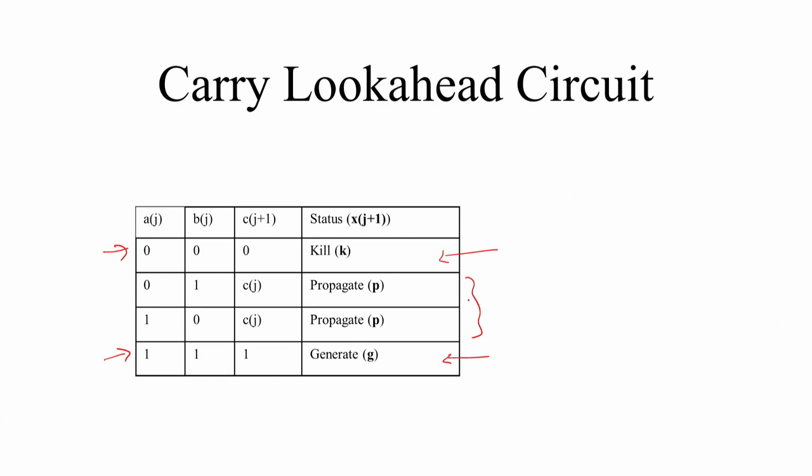So the moment I get AJs and BJs, immediately I will know the status of the carry that I am going to pass on to the next stage. The moment I get my inputs, the n bits A0 to An minus 1 and B0 to Bn minus 1, each stage can immediately understand the status of the carry that it will pass on to the next stage, right.